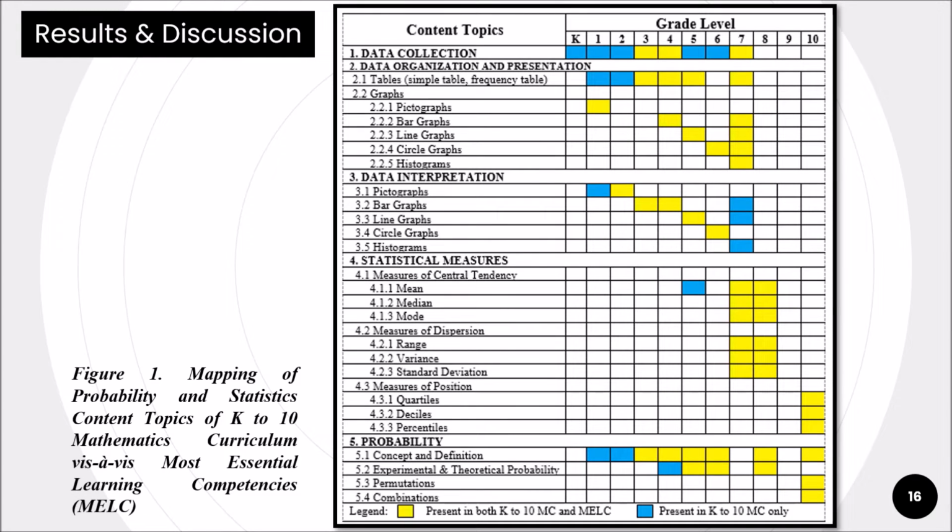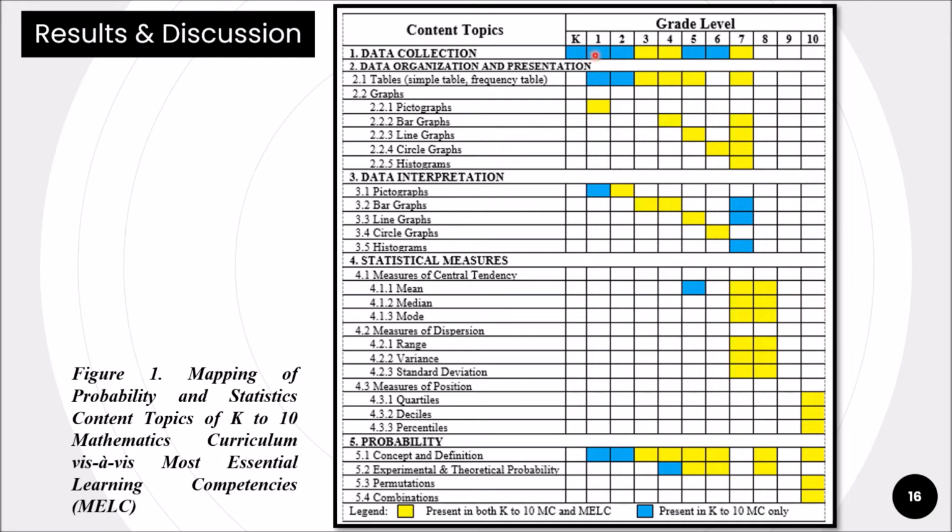Figure 1 shows the mapping of statistics and probability content topics of K-10 mathematics curriculum vis-a-vis most essential learning competencies. It can be gleaned from the figure that all topics in MELC overlap with the K-10 mathematics curriculum. There are 15 content topics, shown in blue boxes, that were present in the old curriculum that was removed, and what remained were rationalized into the most essential learning competencies in statistics and probability. Meanwhile, grade 7 has the most topics covered, comprising 15 out of 25 content topics.